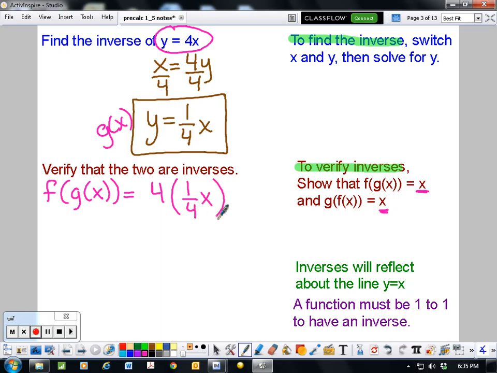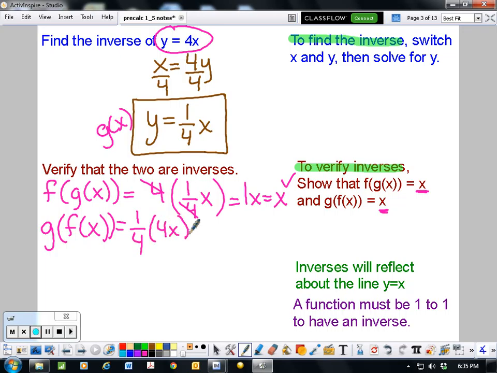And what happens here? 4 times 1/4, well, those 4's cancel, giving me 1x, which is really just x. So that shows that they are inverses. We have to check the other way too. We check the g of f of x. And so now we have 1/4 of 4x. Again, those 4's canceling, giving us 1x, which is really just x. So now we have verified that they are truly inverses.